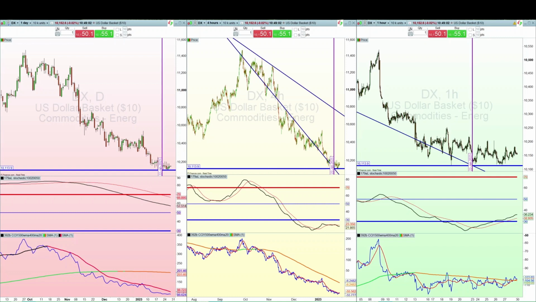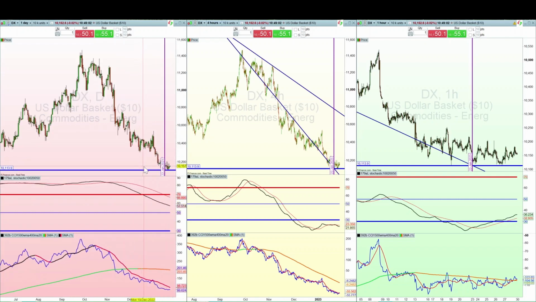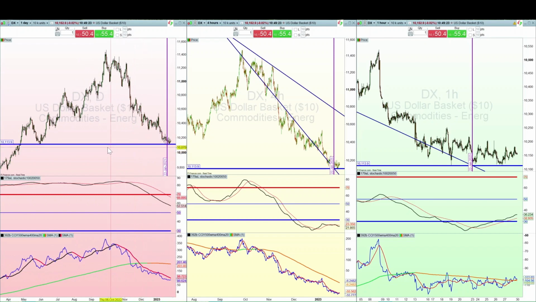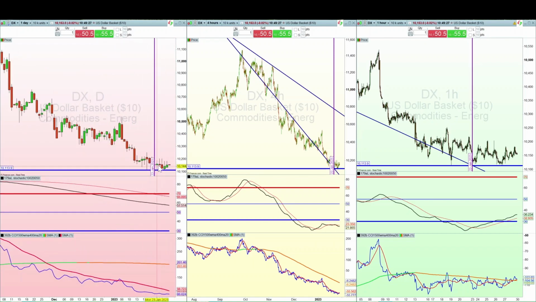Today is January 30, 2023. This is the US dollar basket update. As you can see here on the daily chart, the CCI is still in a downtrend. The stochastic has broken down from the overbought area, and we did draw this support line previously. You can see here in the last few days of trading, it's actually bounced off that support line very diligently.